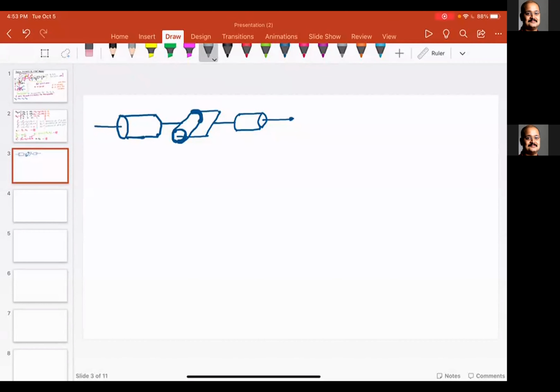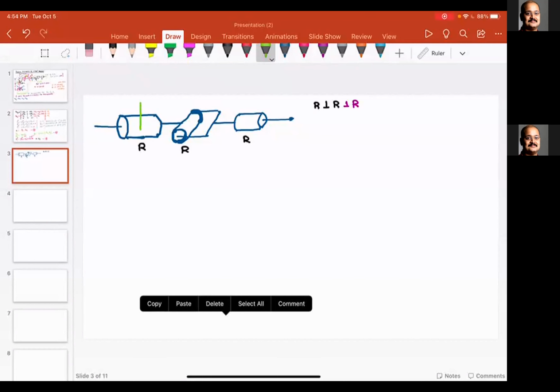So I'm going to set up the coordinate system. This is my first revolute joint. This is my second revolute joint. This is my third revolute joint. Please note, the first revolute joint is perpendicular to the second revolute joint, which is perpendicular to the third revolute joint. So let's set up the coordinate system.